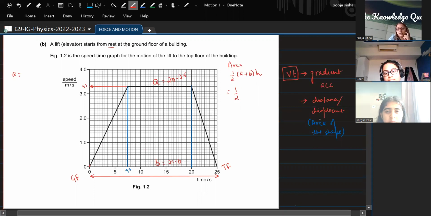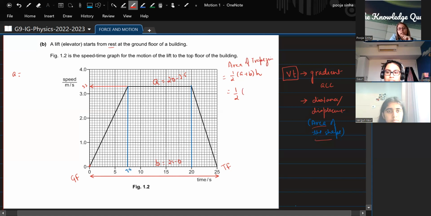And for a velocity time graph, the distance is always the area under the shape. So what shape do we see here? Area which is coming in that shape. So I see it's a trapezium. So area of trapezium is what you need to find out. So area of trapezium का formula क्या होता है? Half A plus B into H.